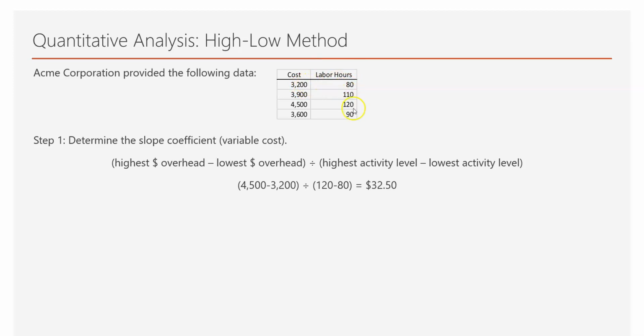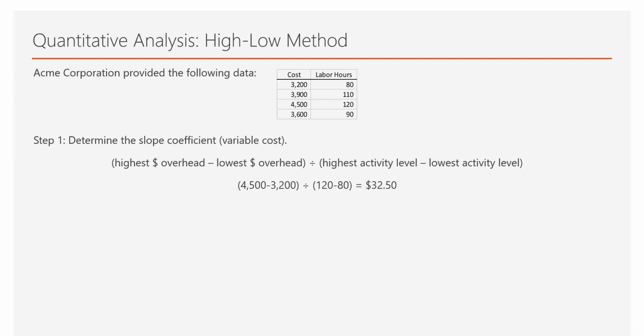What are my highest ones? My highest level of activity for labor hours is 120, and the cost associated with that is 4,500. So I'm going to take my highest overhead cost, subtract out my lowest overhead cost, and then divide that by the highest level of activity minus the lowest level of activity. When we do that, we see that my variable cost or my slope coefficient is $32.50. Remember to do those subtractions on both the numerator and the denominator before dividing those two numbers.